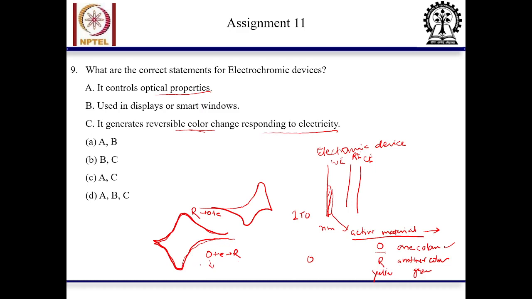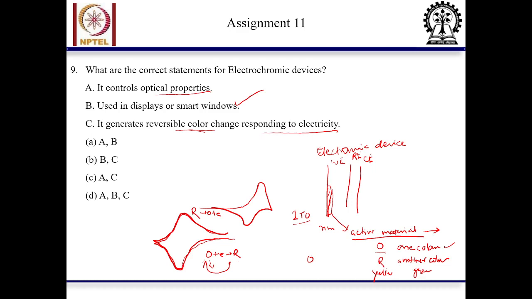Once we are giving the electricity, it is going O to R and R to O. So the color will change depending on what potential we are applying. And their main application is basically in displays and smart windows. Smart windows are those windows where we can see a reversible color change by applying a current through them. Here they use ITO coated with that active material, very thin, as the working electrode. So I think, Sunil, it will be clear now what the electrochromic devices are.